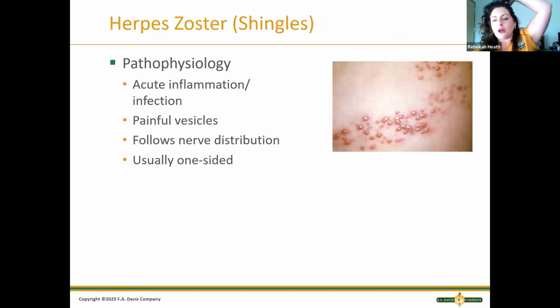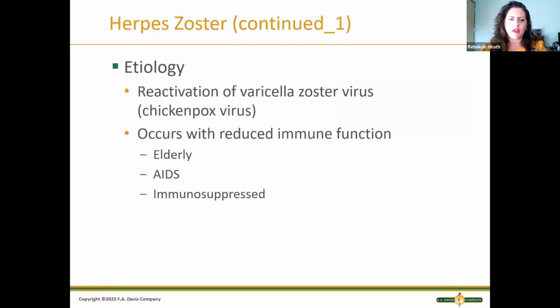So then there's herpes zoster. So that's different. Remember, we were just talking about herpes simplex. Now we're going to talk about herpes zoster. And that is also called shingles. And you can see kind of what it looks like here. They're these kind of blistery vesicles is what they're called. When you have an inflammation of it, an infection, you have these vesicles that form. It follows a nerve distribution. And I think there's a picture, and it's usually one-sided, one side of your body.